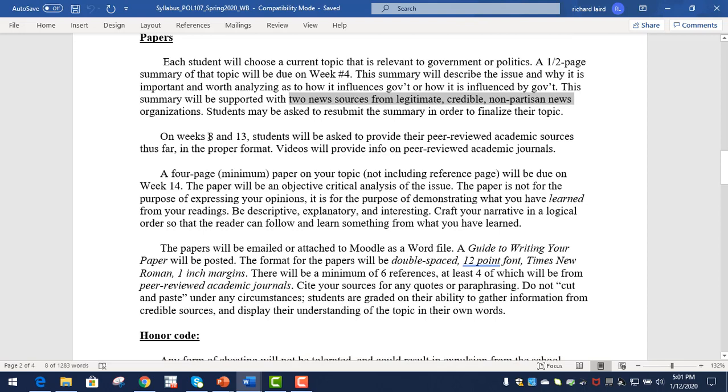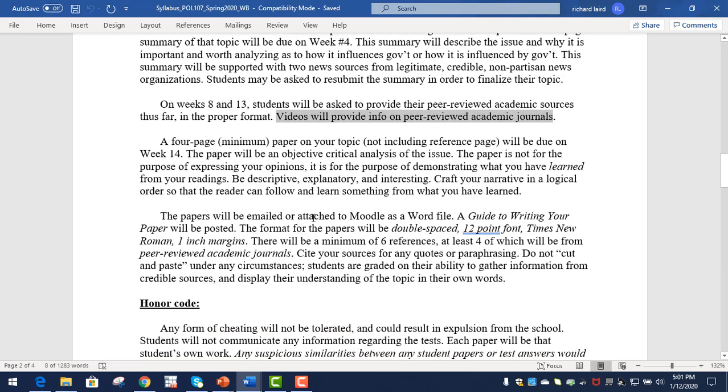And on weeks 8 and 13, as we'll see in the schedule here, I will ask you to submit to me some peer-reviewed academic sources that you've found so far about your topic. So I'll be providing you some information on peer-reviewed academic journals as we go. And then your paper is due at the end of week 14. It will be 4 pages minimum, not including your reference page.